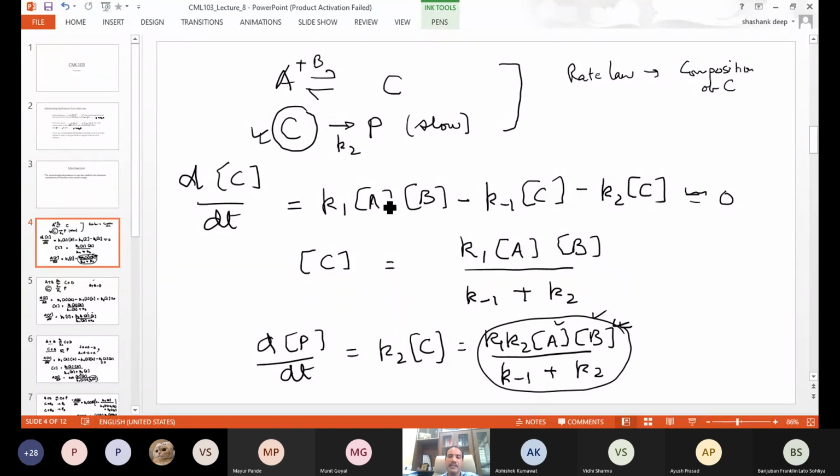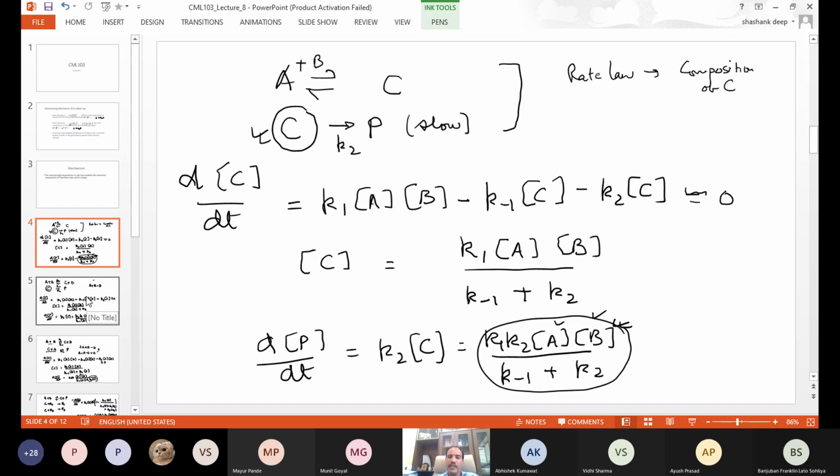So for dC by dt, I applied a steady state and calculated the rate. Now you see this is the rate of reaction, and here there is one A and one B, and that is basically the composition of C, because C is formed from A and B. So if you see the rate law, and there is only one intermediate, then the composition of that intermediate must have one A and one B. I just went in the reverse way and showed that the rate of reaction will have one A and one B. This is a very important point because it helps you know the composition of the intermediate in a reaction.